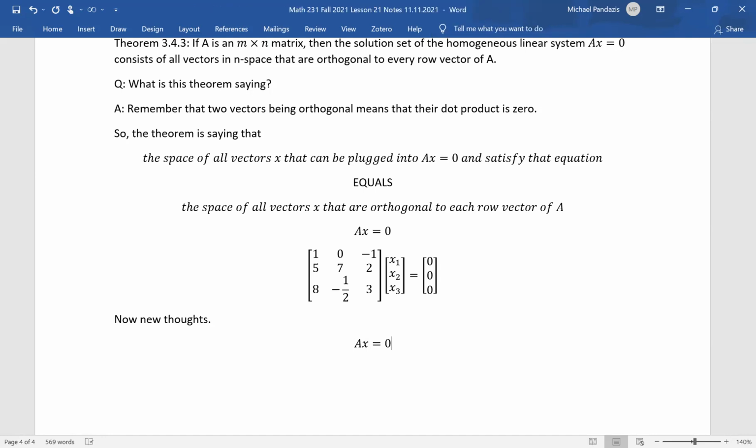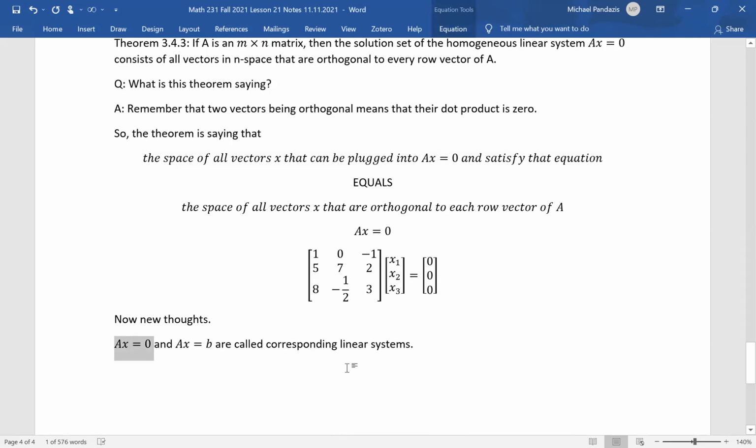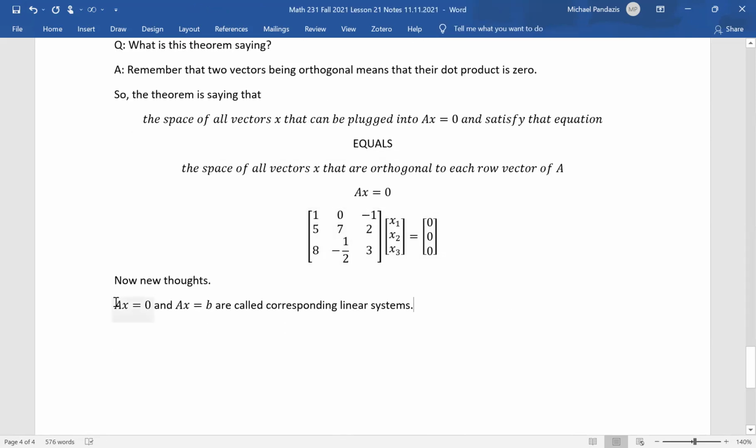So now AX equals 0 and AX equals B are called corresponding linear systems. Okay, so I remember being confused by something like this. AX equals 0 is a matrix equation, but you're calling it a linear system. To me, I found that strange. But in math, when you're representing something by something, you just say it is the thing it's representing.